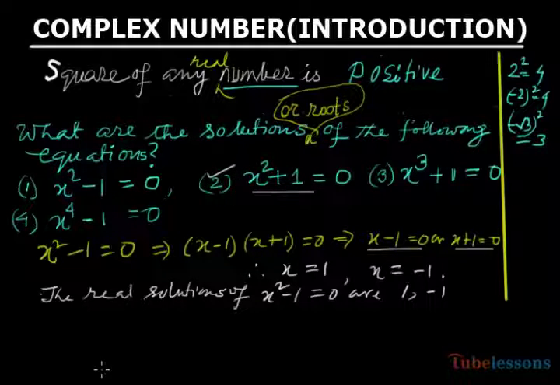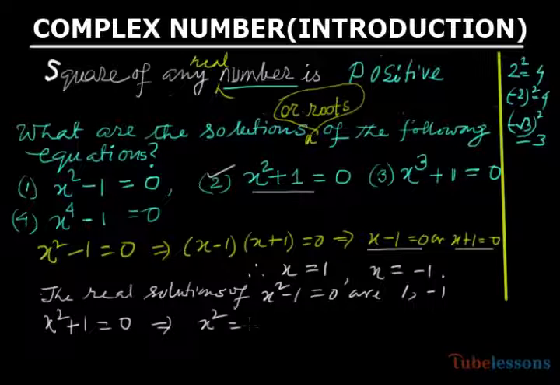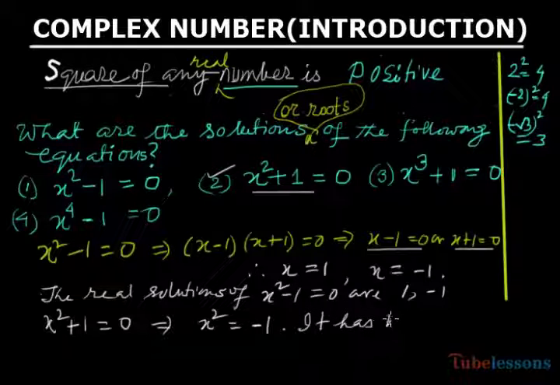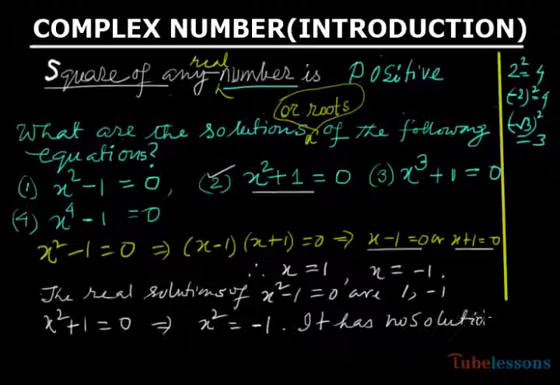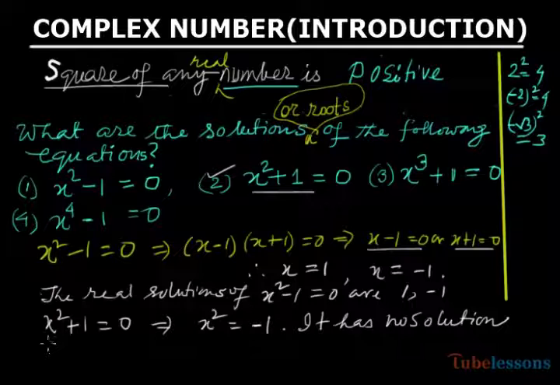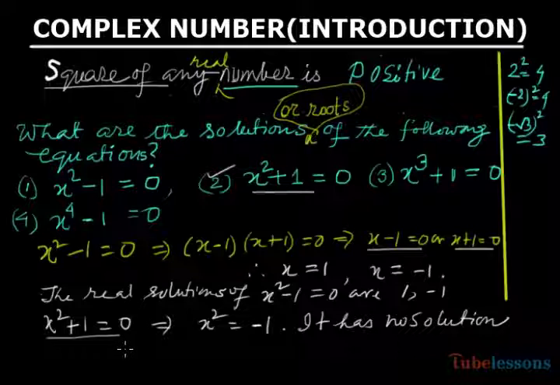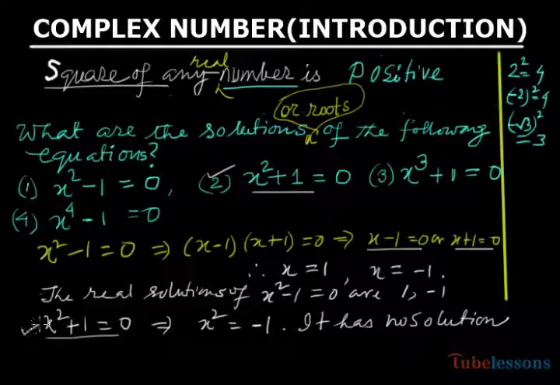Next we want to solve x square plus 1 is equal to 0. If you write x square is equal to, then we get minus 1. But we know the square of any real number is positive. So in this case it is coming minus 1, and that means it has no solution. So x has no value for which x square plus 1 becomes 0. When we try to solve this equation, we have failed to find the solution, because the square of a real number cannot be negative. So in the real number system, we cannot solve x square plus 1 is equal to 0.